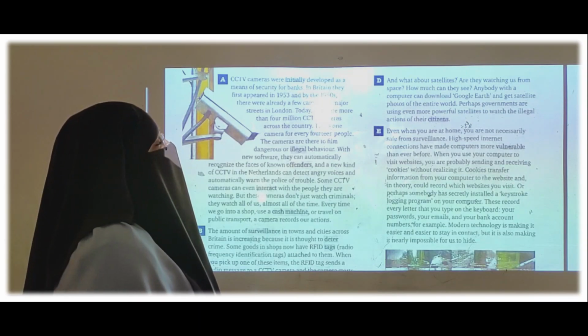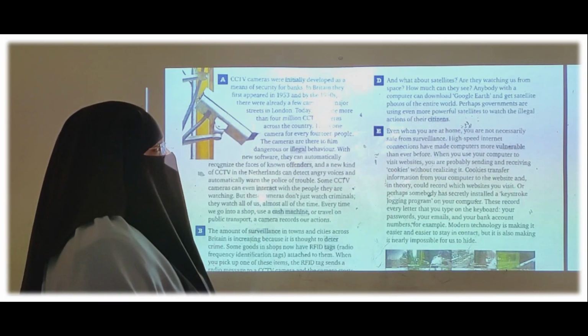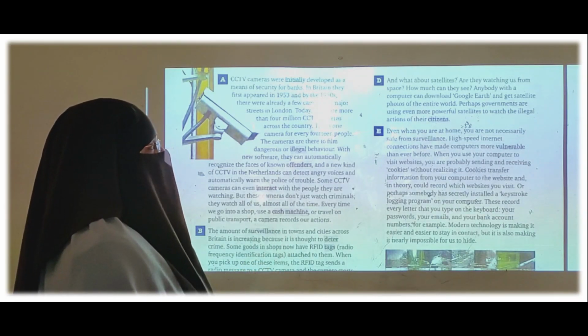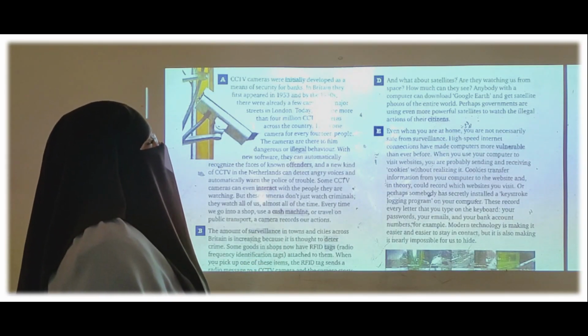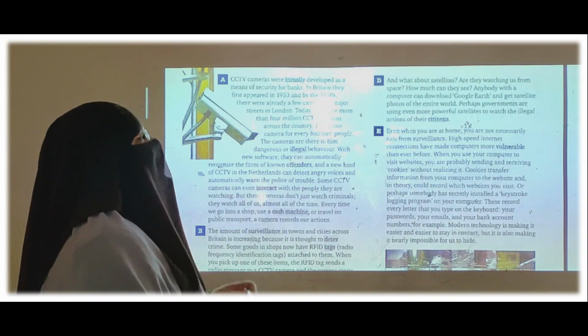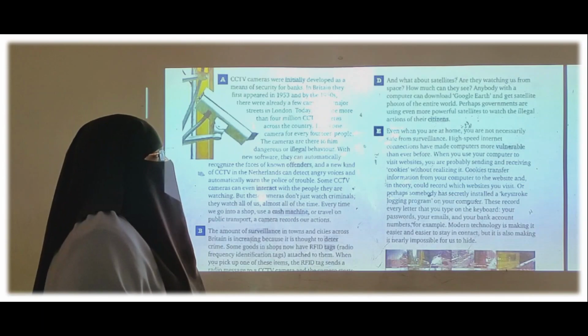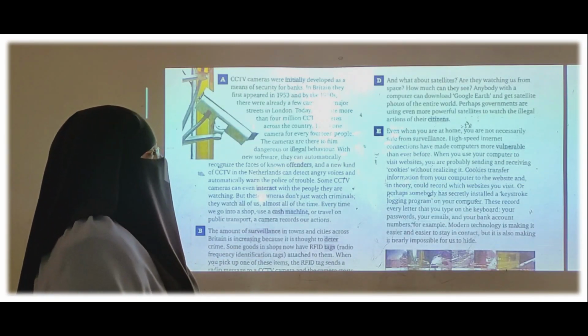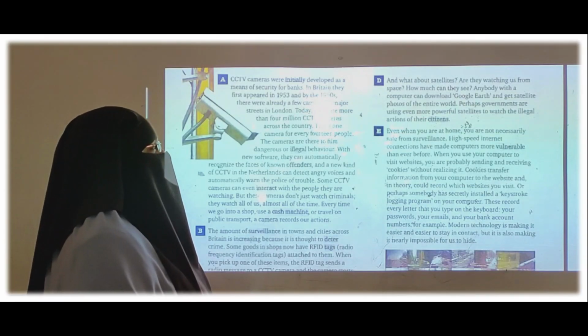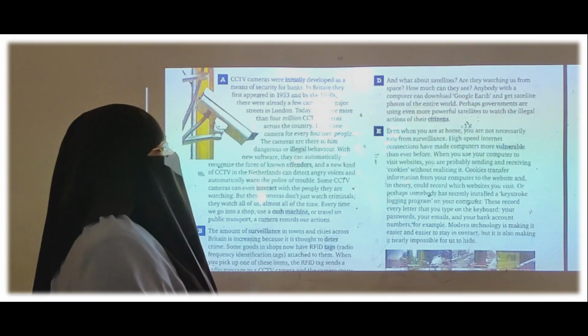Anybody with a computer can download Google Earth. It's an application. And get satellite photos of the entire world. It means the whole world. Perhaps governments are using even more powerful satellites to watch the illegal actions of their citizens. Citizens mean inhabitants. Even when you are at home, you are not necessarily safe from surveillance, so take care.